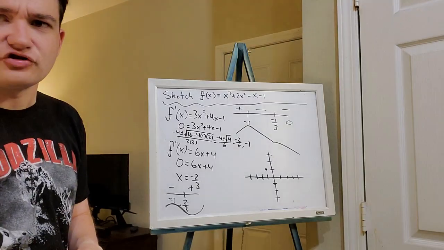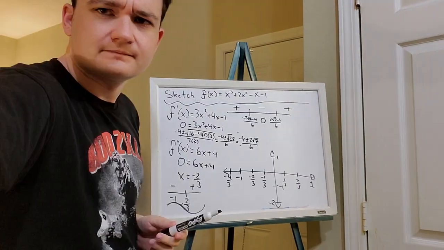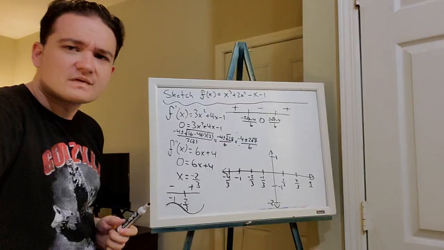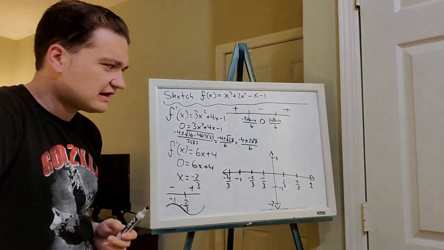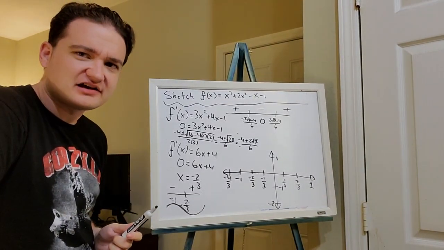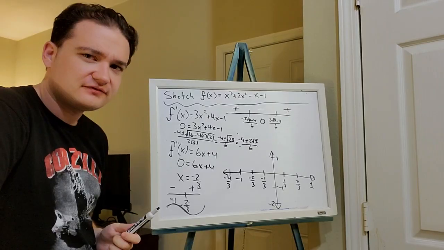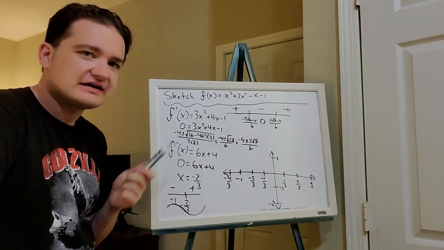I scaled this a little bit weird. I'm going to redraw it. I realized I botched finding the critical points for the first derivative. I did that now.